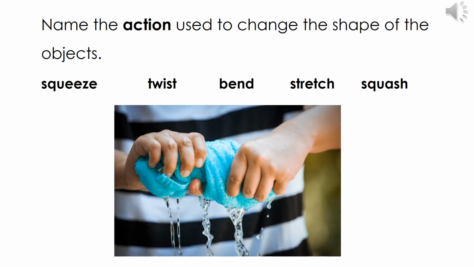Name the action used to change the shape of this wet towel. We are turning our hands in opposite directions. One is a push and one is a pull. That means it is a twist action.